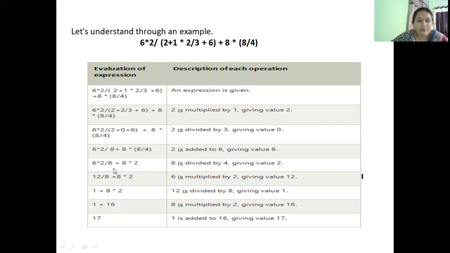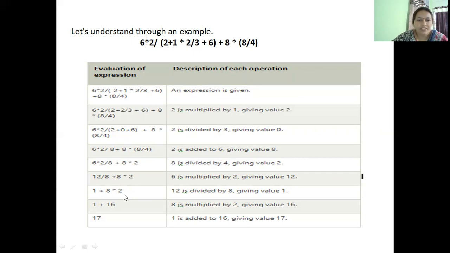Now in this new expression, from left to right, we have to perform the operations. The multiplication appears first. So 6 * 2, that is 12. Six twos are twelve will be performed. Now my expression will become 12 / 8 + 8 * 2. Next, the division is performed. 12 divided by 8 is 1 point something. And since it's integer, only 1 will be retained and the point something will be ignored. So after division, 1 + 8 * 2 is my new expression.